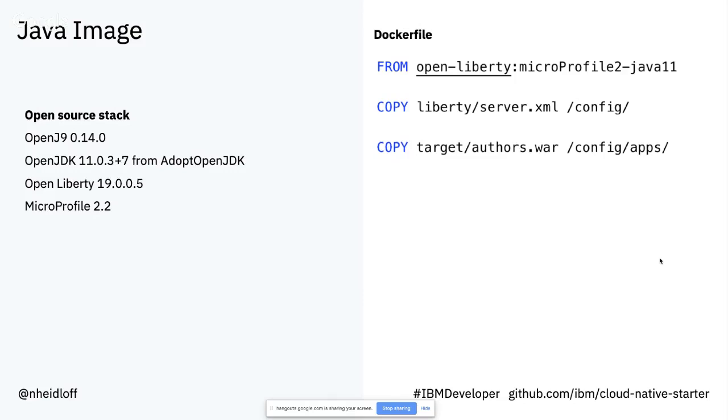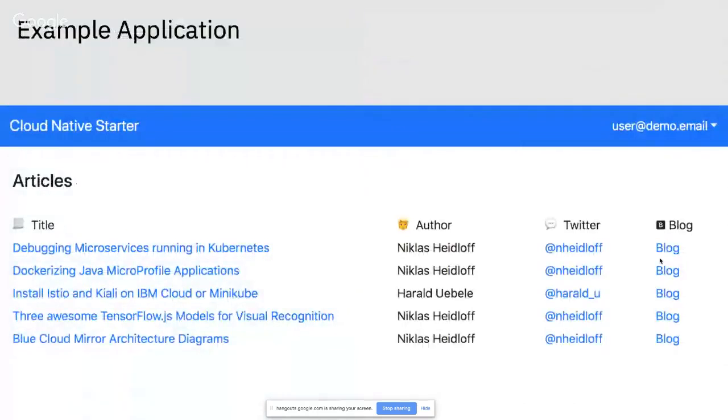This first image that I extend here, OpenLiberty, that's the one that contains the complete stack that I just described. So all I need to do is to say here from OpenLiberty, and I'm done. And the other 2 files I need to copy onto the image are server.xml, that's just a little server configuration, and then the WAR file, which contains the implementation of the actual microservice. So that's step number 1.